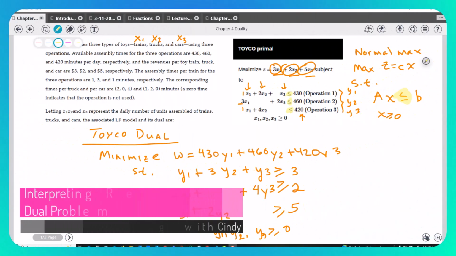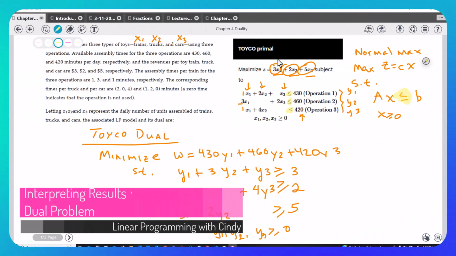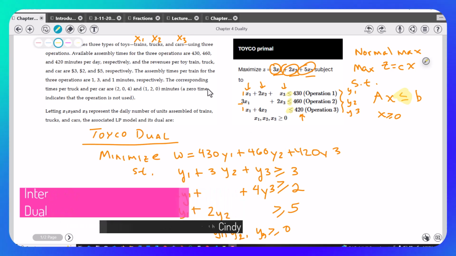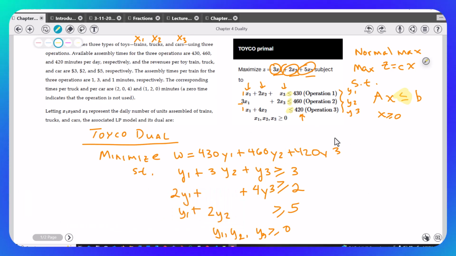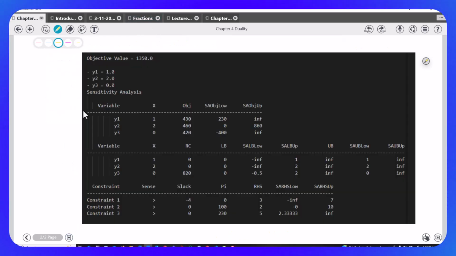All right, our last example, I just went through to show how to actually set up the dual problem. So this is the video before, if you need to go through how I set this up. And now we want to interpret these results.